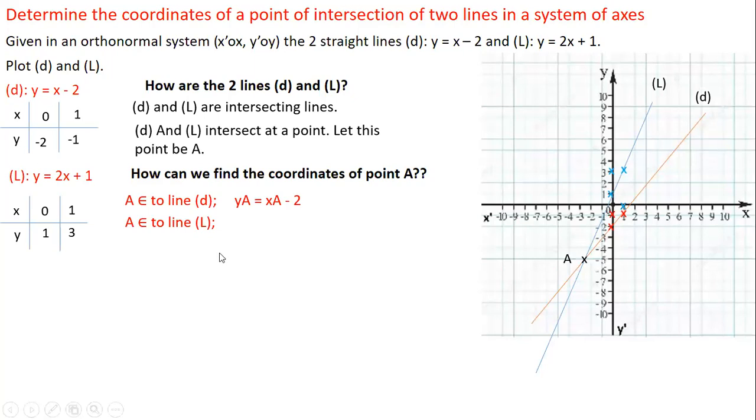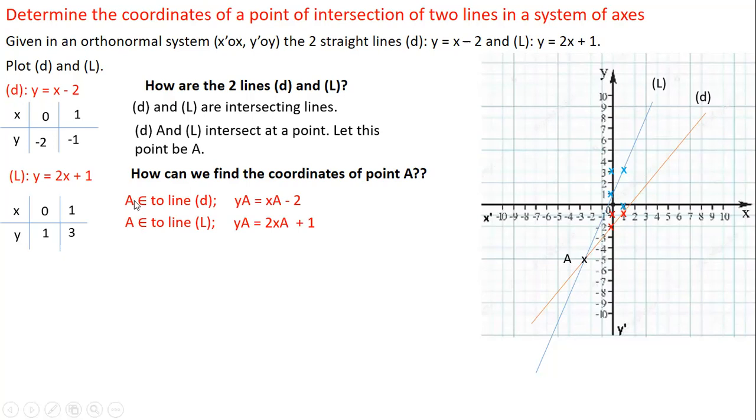I want you to understand something very important. Don't memorize, understand. When a point belongs to a straight line, then the coordinates of the point will satisfy the straight line. So if A belongs to line L, this is the equation of line L, right? Then the coordinates of A satisfy the equation of L. Then we can write YA is equal to 2XA plus 1. Is this true or no? Yeah.